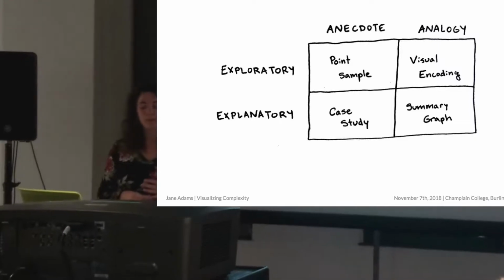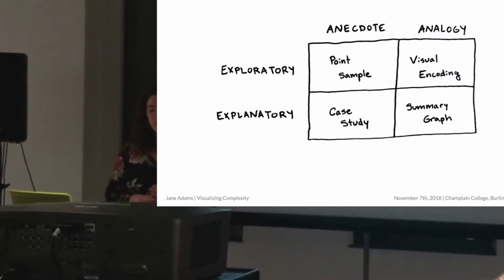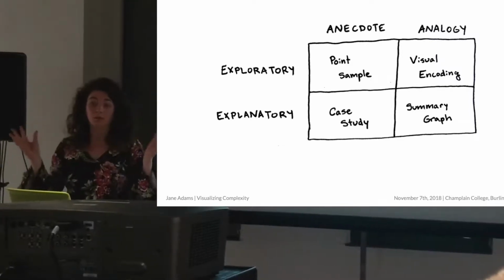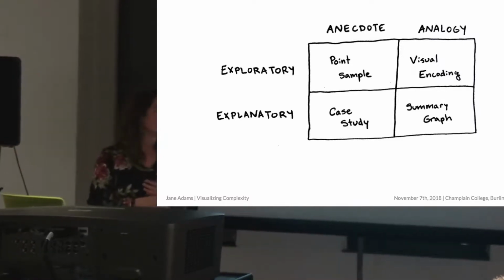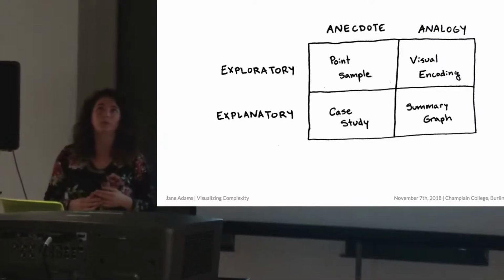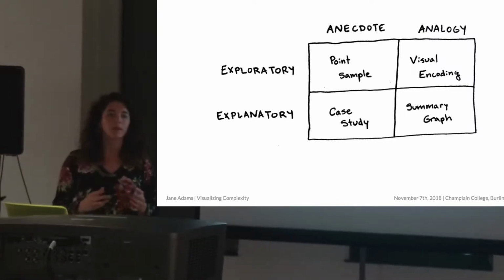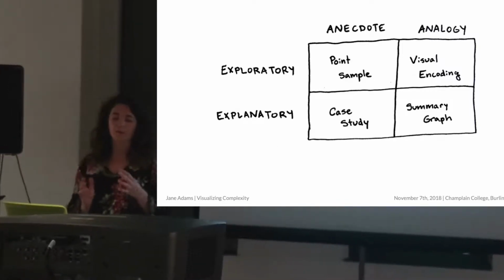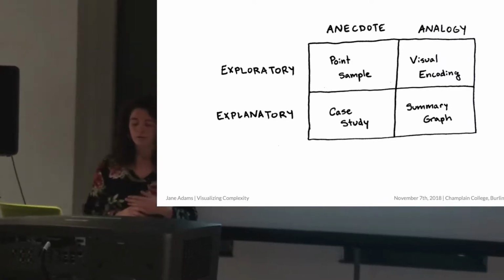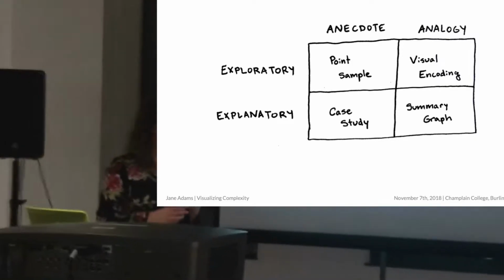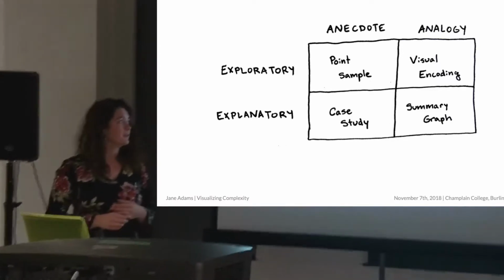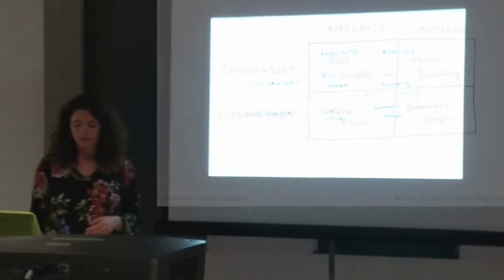Exploratory analogies might be like visual encodings, so putting things onto a graph and just seeing what it looks like. And then summary graphs are helpful for when we have a story that we've pulled out from those exploratory graphics, creating something that would end up in a scientific journal. So what I'd like to talk about today is some of those exploratory anecdotes and analogies and explanations.